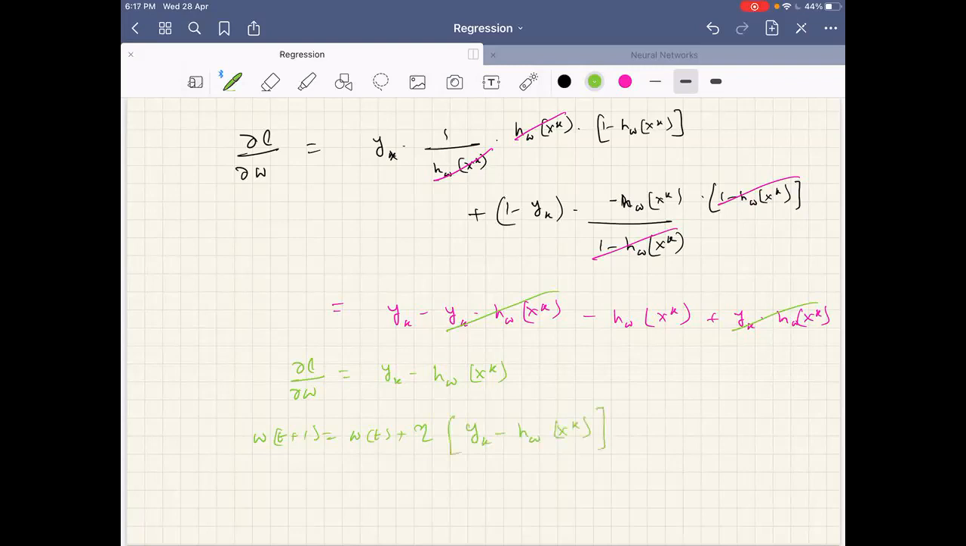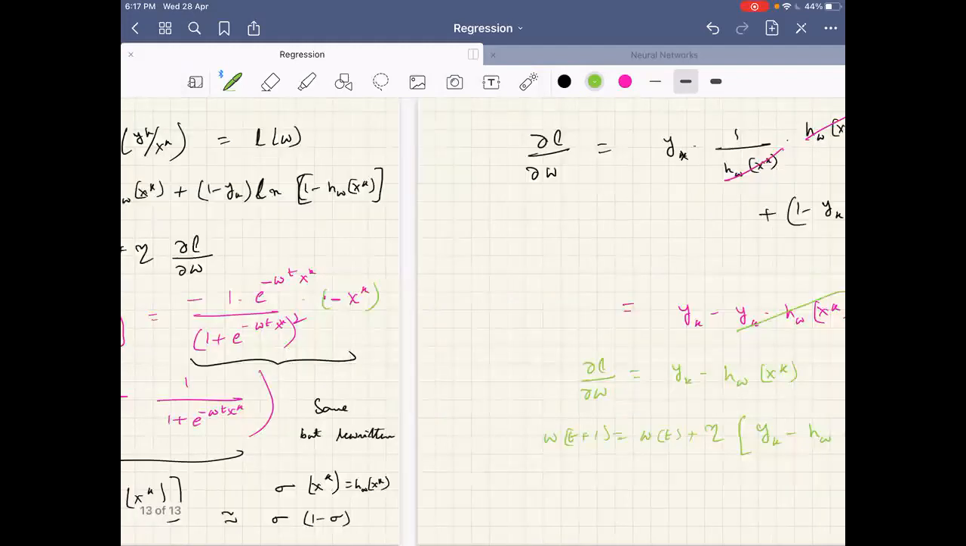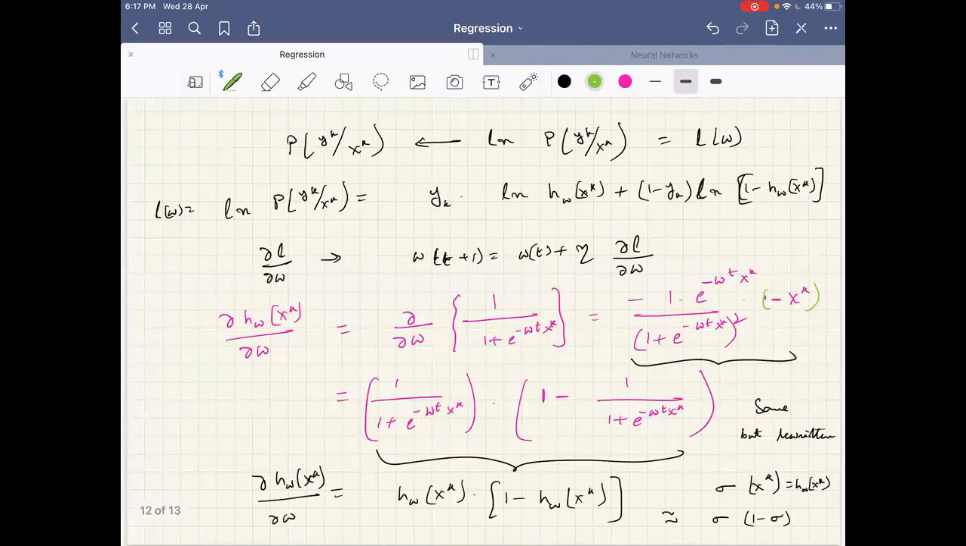Are we missing something here? Please note here, what we missed writing here is xk. So along with this, we actually have into xk as well. Okay, so that's left out here.